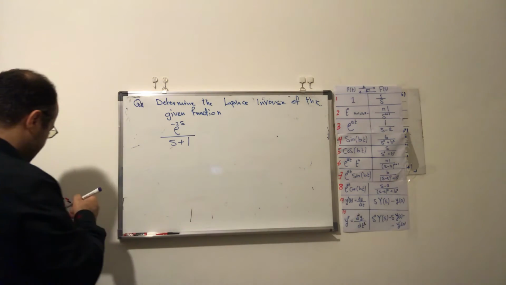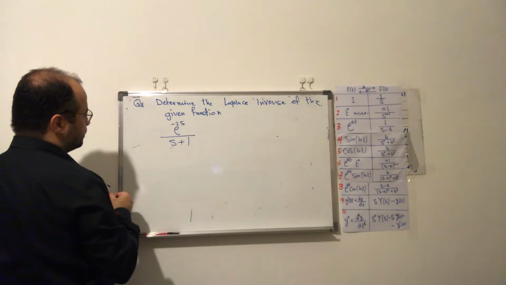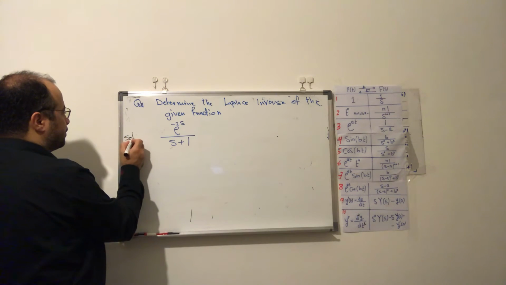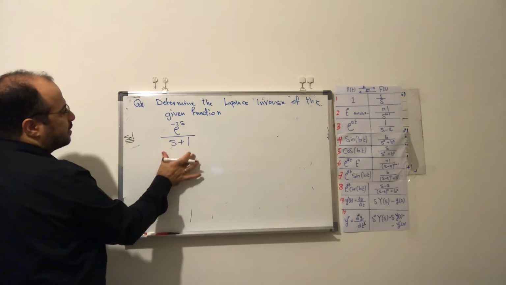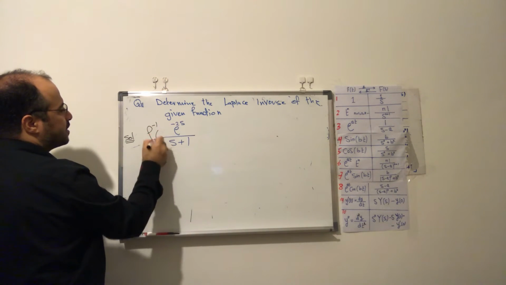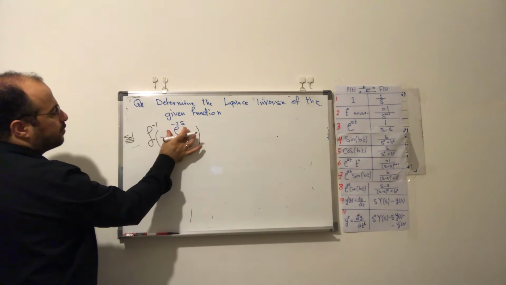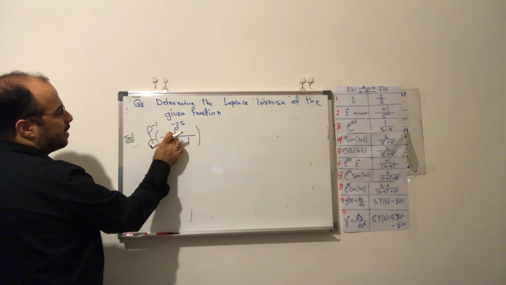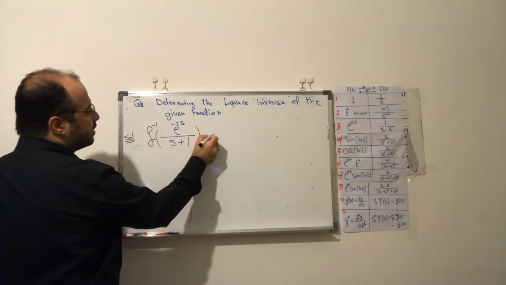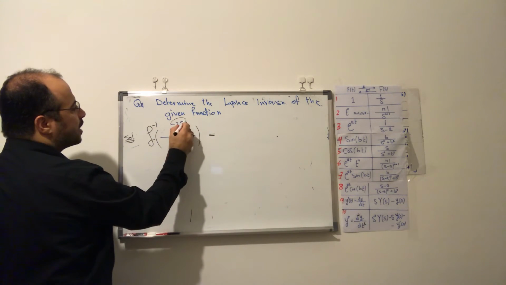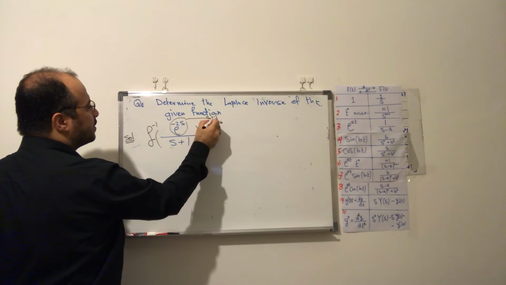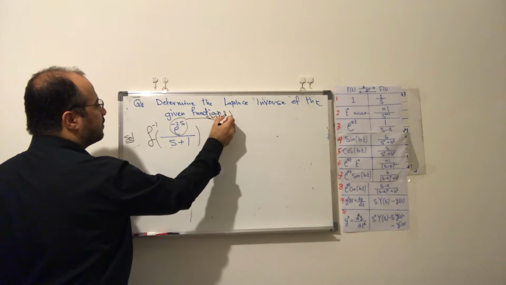Now the solution. I'm not rewriting this again, so we need the Laplace inverse of this thing. As I told you before, when you see e to the power of a number times s with a minus sign, this means you need to get a shifted Heaviside function.